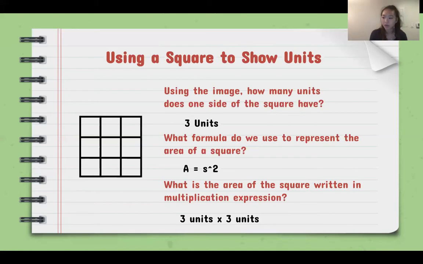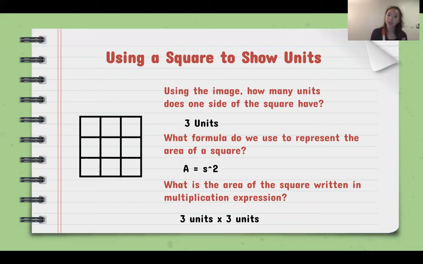I just showed you those on how to start thinking in the start thinking section, and 3 times 3 is the same as 3 squared. So this is going to be side times side, which is the same as side squared. And we know that one side has 3 units. So what is the area of the square written in multiplication expression?